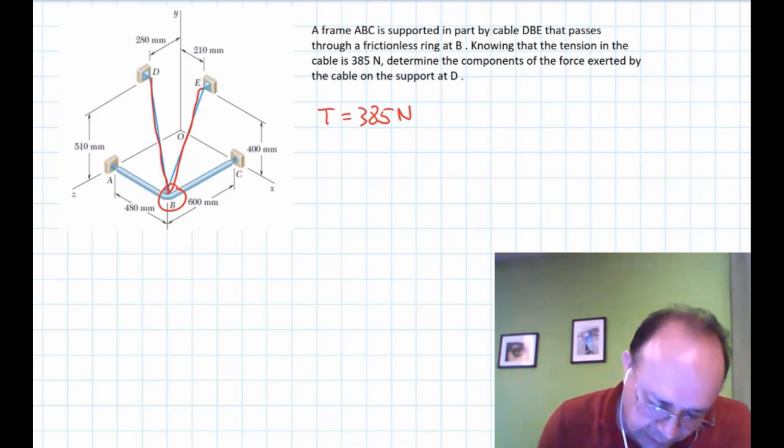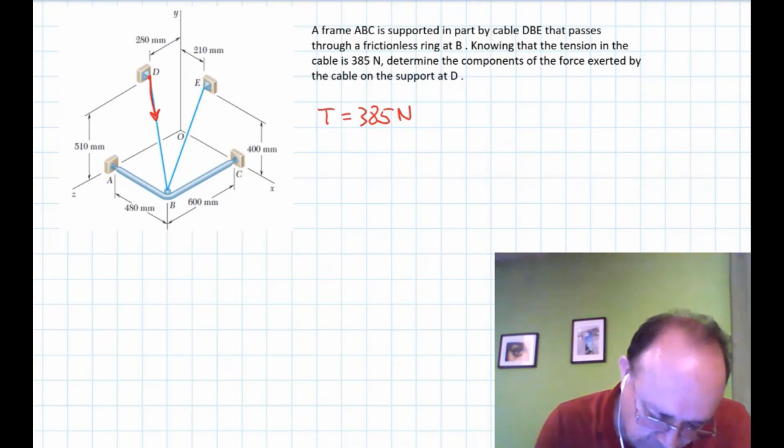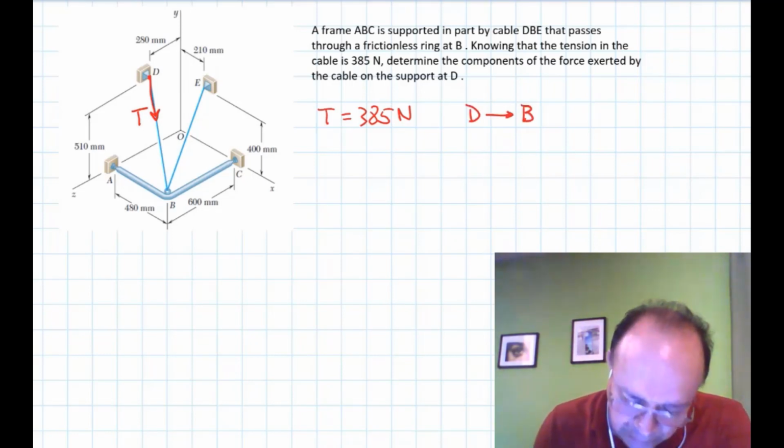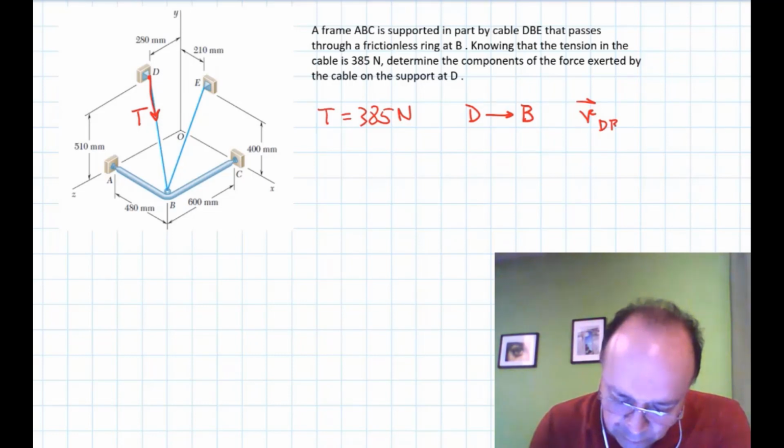So the cable is pulling the support at D in this direction. So this is our force T. It is a force that goes in the direction from D to B. So we have to find the position vector DB.